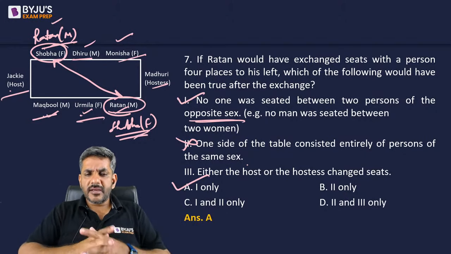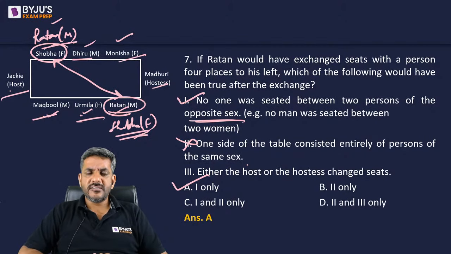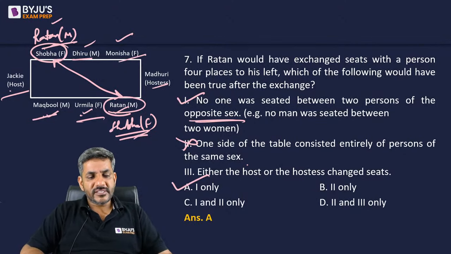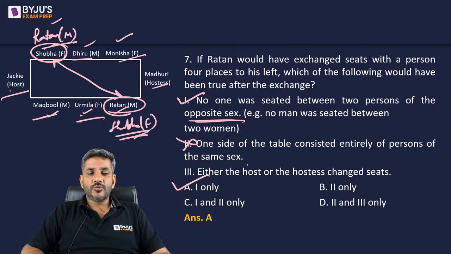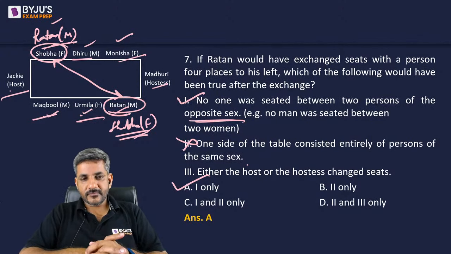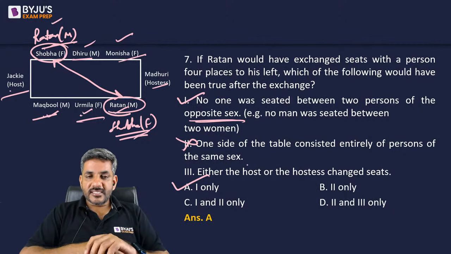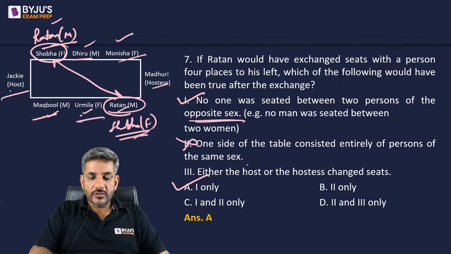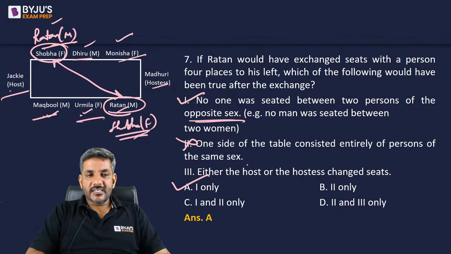वैसे भी third में कह रहा है either the host or the hostess is changed. No, that's not correct. शोभा और रतन में से कोई भी host या hostess नहीं था. So the right answer for this question is option A, that one only is correct. I am assuming that this is understood to all, right? All three questions are clear. These are the three questions based upon this data set.